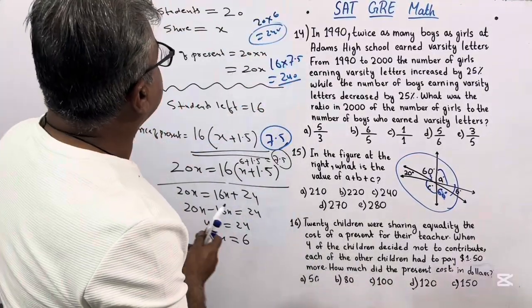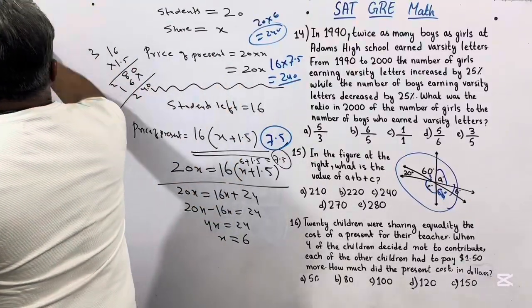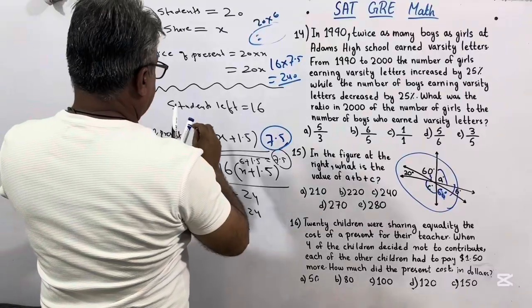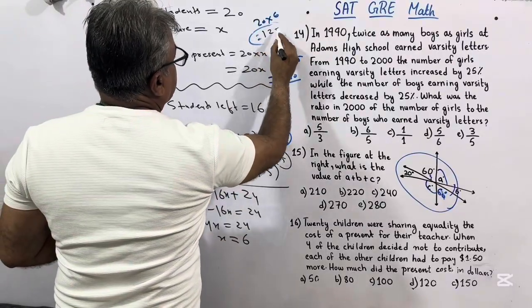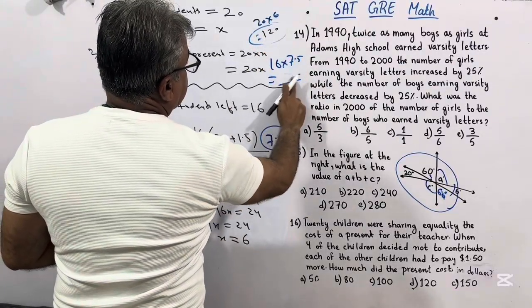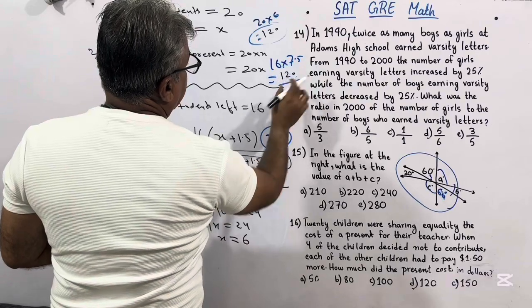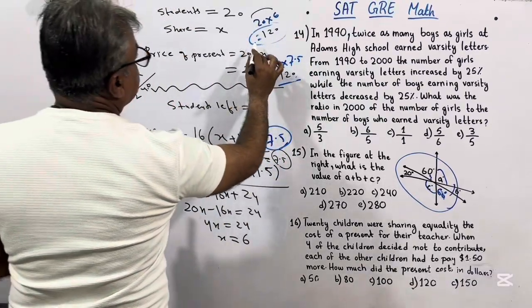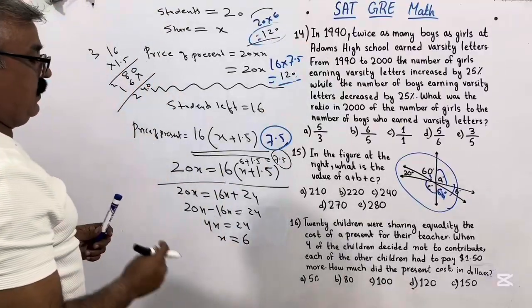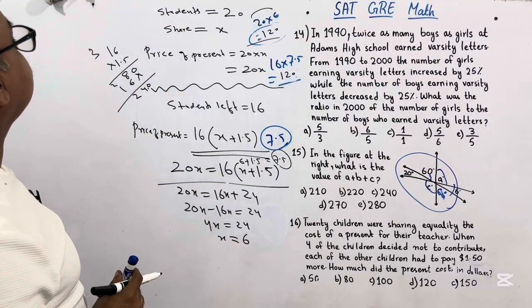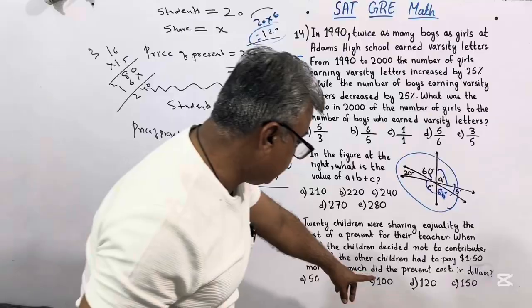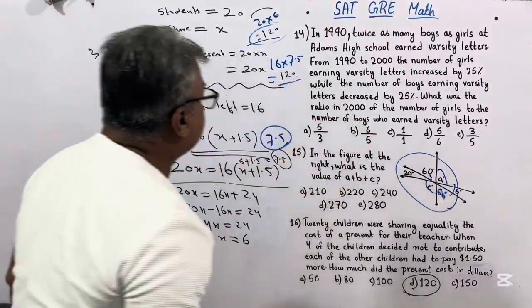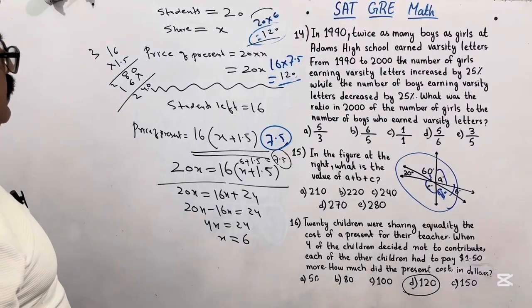2 sixes are 12, so it's 120. My mistake, sorry. 2 sixes are 12, it is 120. One can calculate 16 times 7.5 as well. 120 is the price for the present of a teacher. The cost of the present for a teacher is $120.